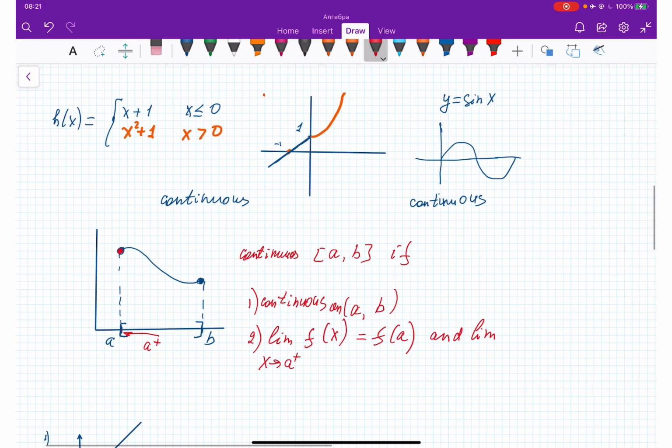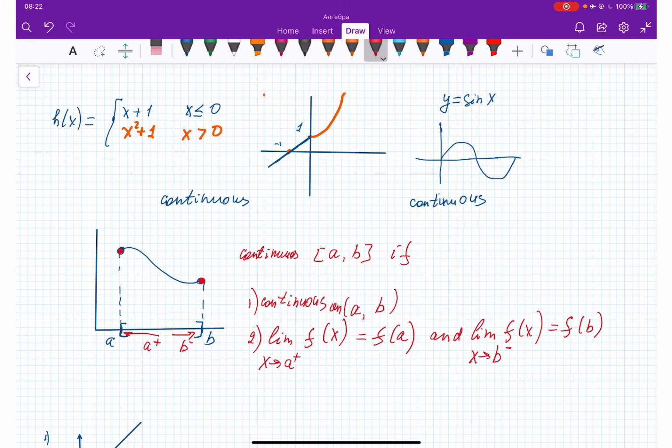And limit f of x, where x approaches b from the negative side, so we're just encapsulating in the interval, is equal f of b. And f of b is this point, right? Because it's solid. All right? The function f is continuous from right at a and continuous from left at b. So between these intervals, that's what continuity on the closed interval is.